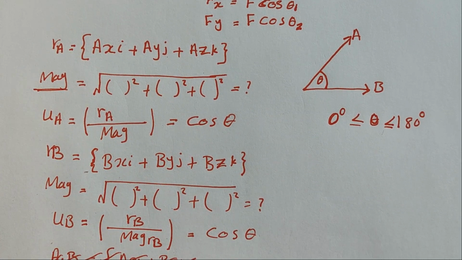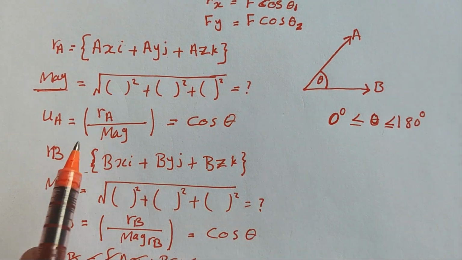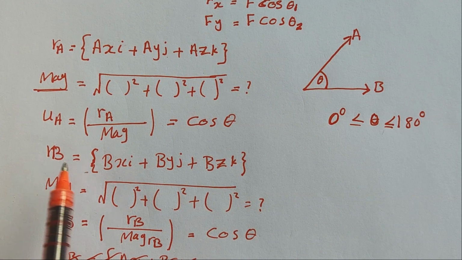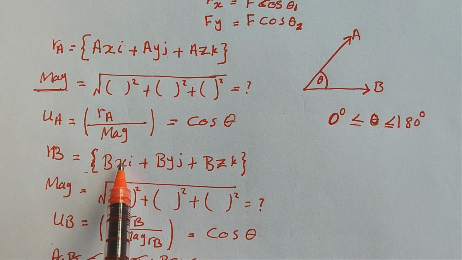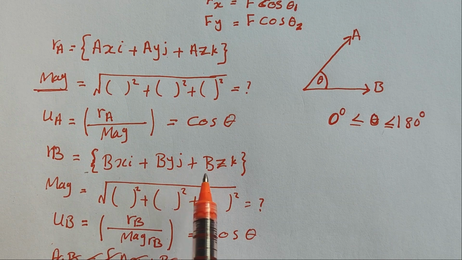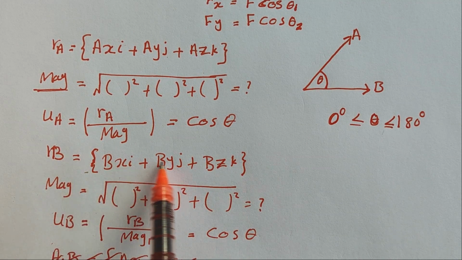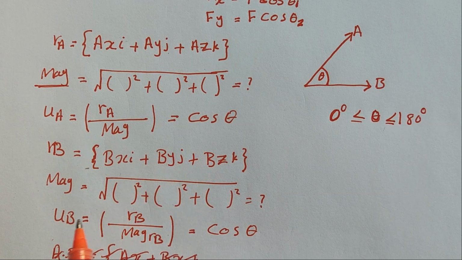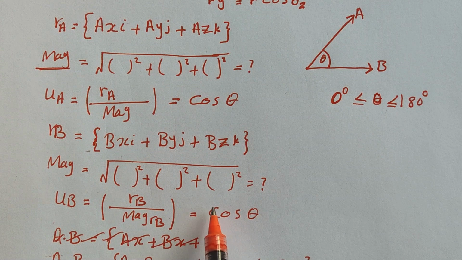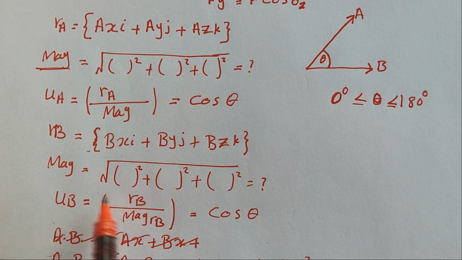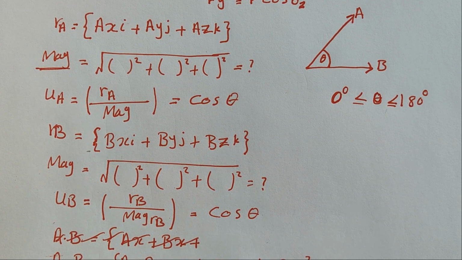We do the same thing for vector B. Represent the position vector in Cartesian form, BX i plus BY j plus BZ k, find the magnitude of that position vector, and that's how you find the unit vector for B. And always remember that the unit vector is always equal to cos theta.